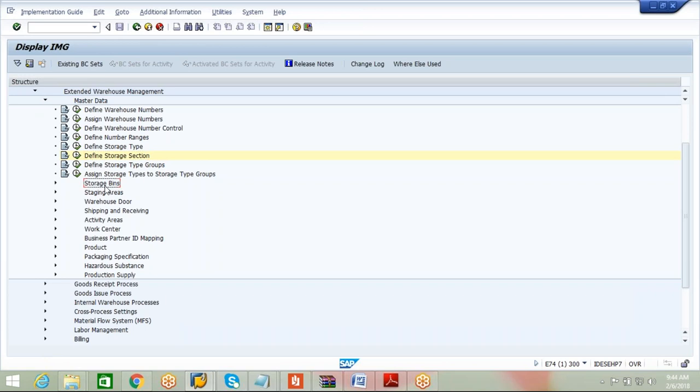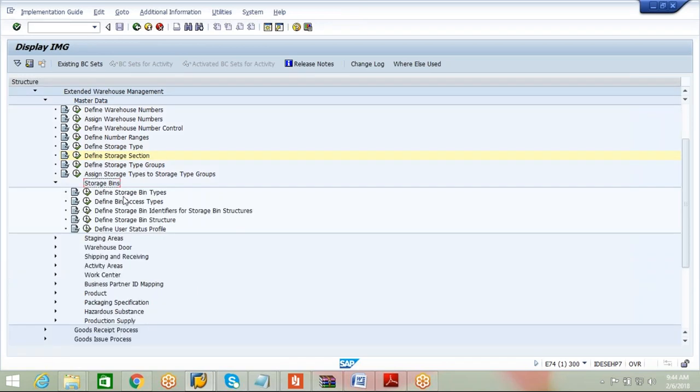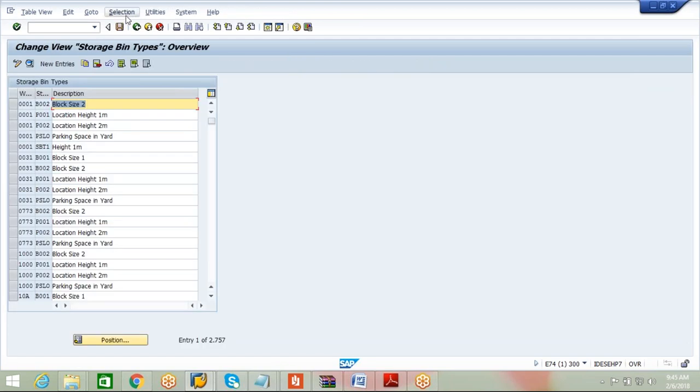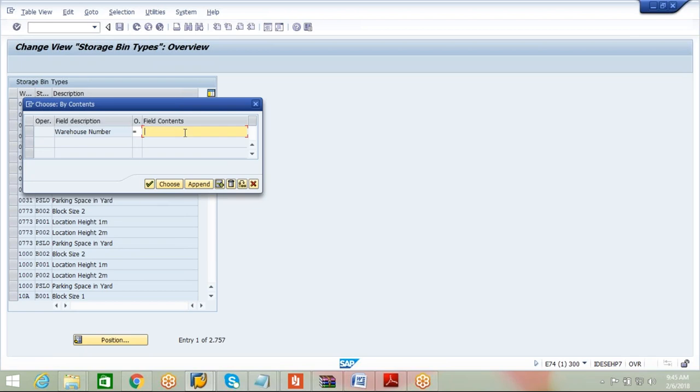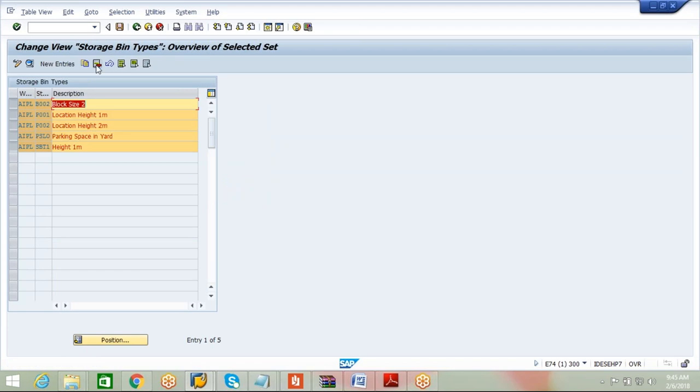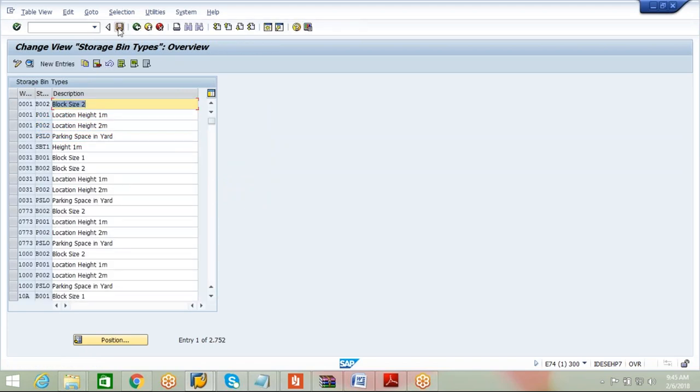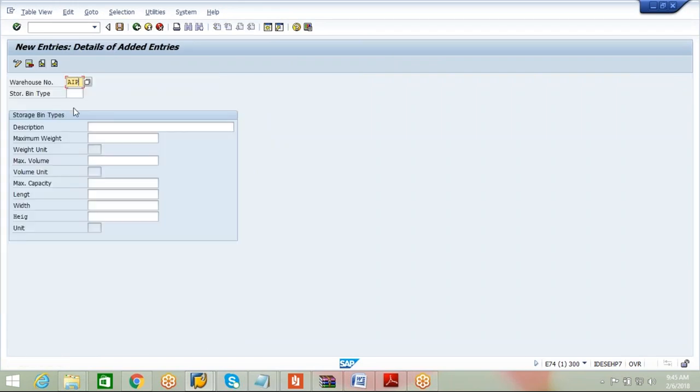Define storage bins. Come to here, storage bin type. What is meant by a storage bin type? As for the definition, storage bin type describes the physical properties of the storage bin. Say, for example, we delete bin types and we create our own. Go to new entries. AIPL is my warehouse.